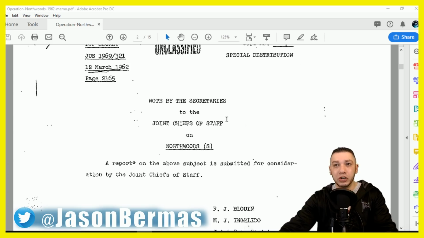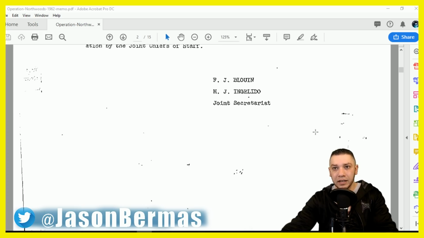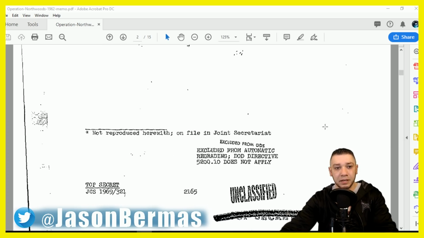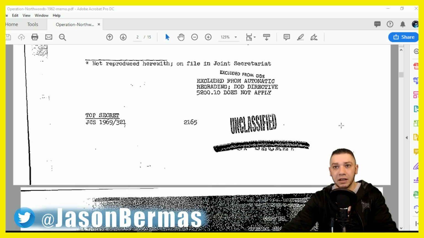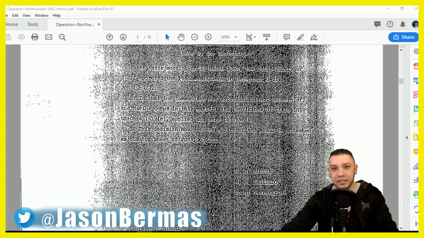So these are the notes by the secretaries to the Joint Chiefs of Staff on Northwoods. A report on the above subject is submitted for consideration by the Joint Chiefs of Staff. All right, and it is Blount and Hidalgo, Joint Secretariat. I probably butchered those names, guys. So we get here, and I honestly cannot read this section. It is in text format. Someone has gotten this through.